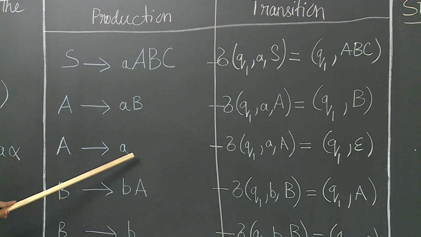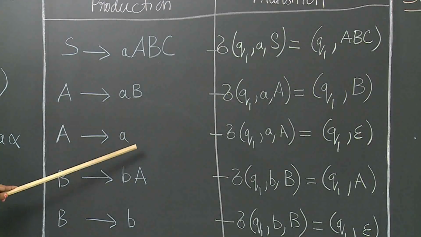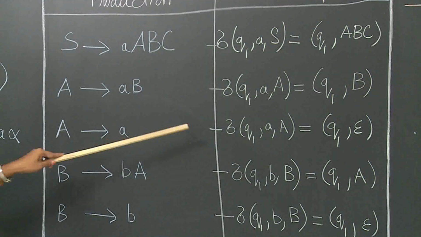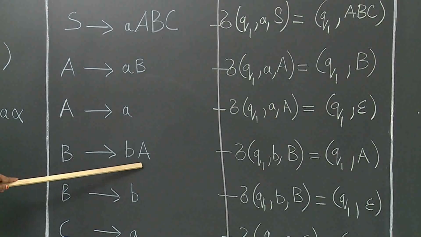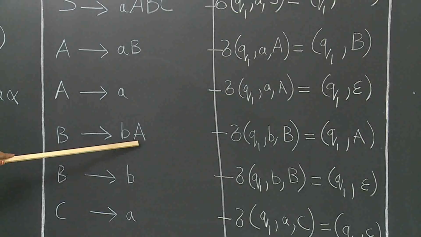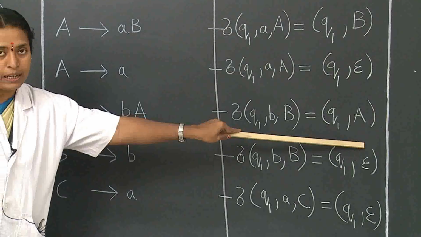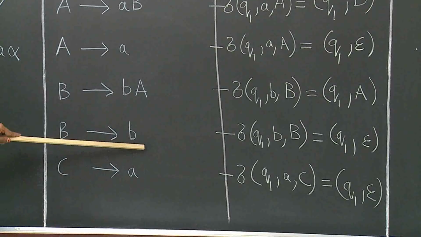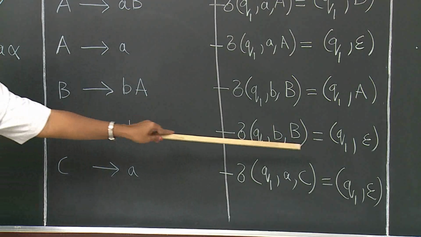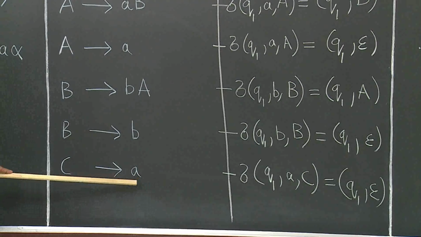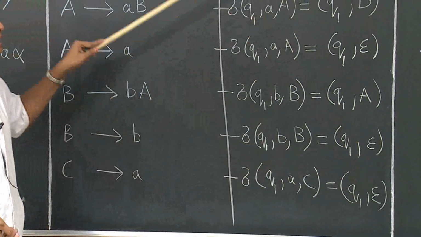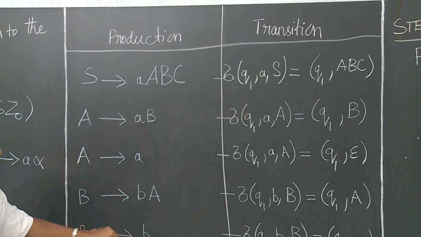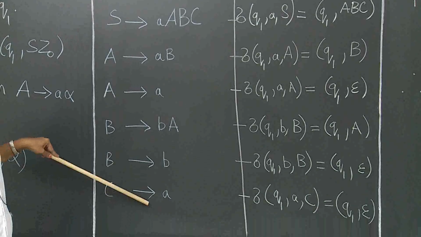We are pushing the capital B on top of the stack. Here there is no non-terminal, so we consider that we have popped the top of the stack, so we have epsilon as the top of the stack. Here the capital A will be the alpha, so we are pushing this onto the top of the stack. Here as usual there is no non-terminal, so epsilon will be the top of the stack. Here also there is no non-terminal, so the top of the stack is epsilon. So these are the corresponding transitions for the given productions.